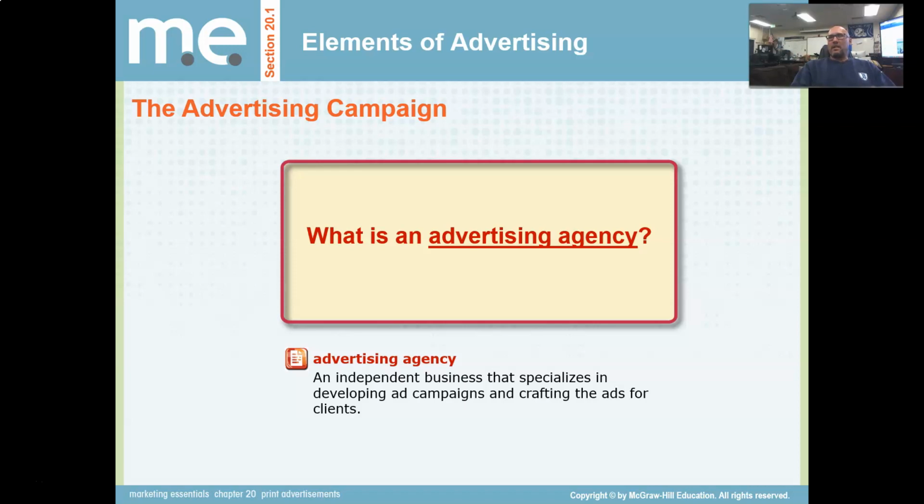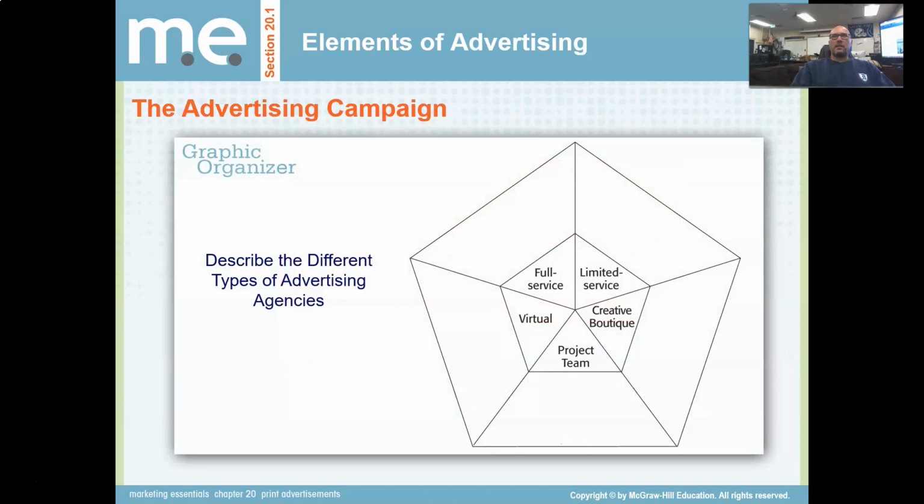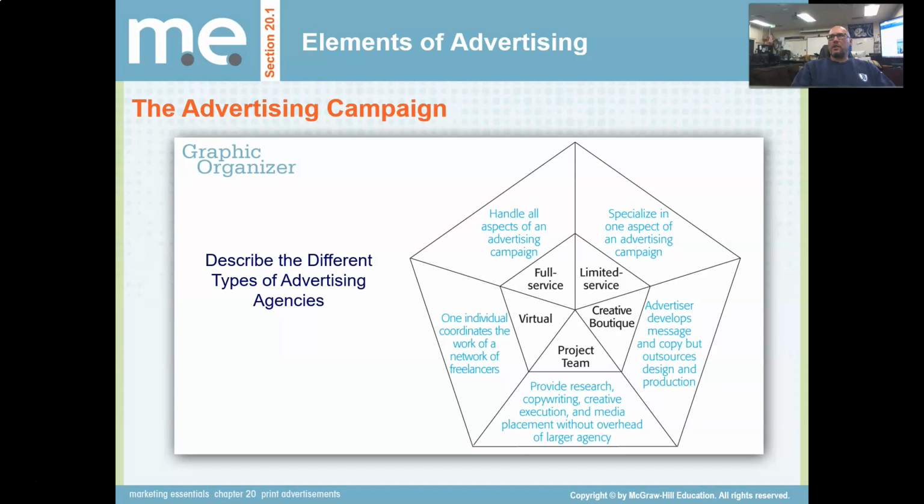So again, definition, advertising agency: an independent business that specializes in developing ad campaigns and crafting the ads for their clients. So the different types of agencies are full service, virtual, project team, creative boutique, and limited service. So for full service, it handles all aspects of an advertising campaign. Limited service specializes in one aspect of an advertising campaign. Creative boutique: advertiser develops message and copy, but outsources design and production.